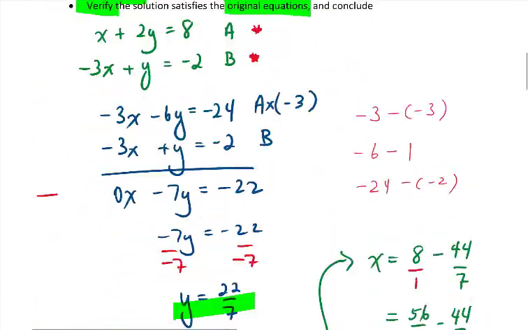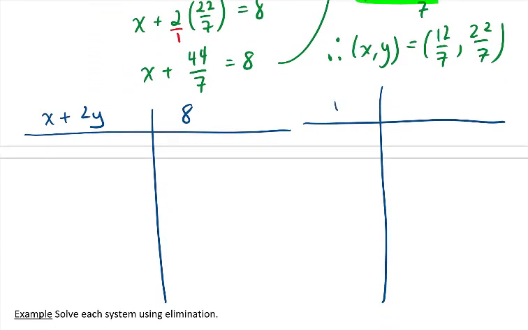And then we have y equals 3x minus 2. So y is on the left side, and 3x minus 2 is on the right side. So let's sub in these values. So x is 12 over 7 plus 2 times 22 over 7. Remember, that's 2 over 1. So the first thing we do is multiply the 2 fractions.